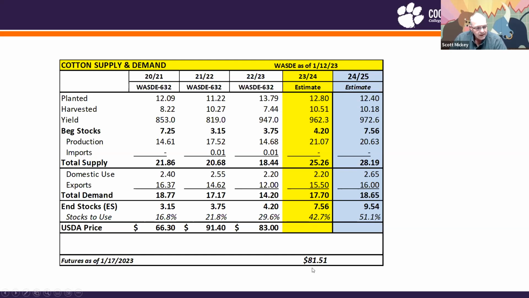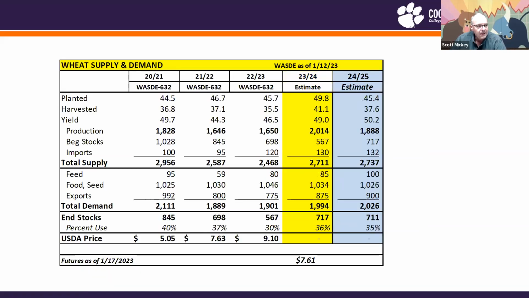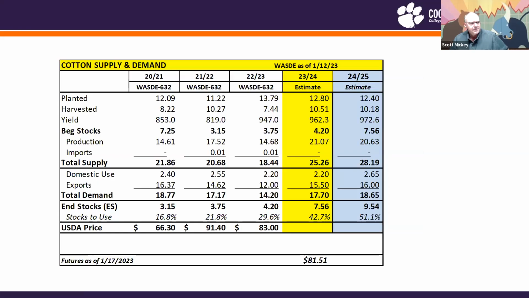doing lately. Yesterday closed at 81.5, which for a lot of operations is probably below their break even. In fact, for Floyd Farms, that price is about 11 cents too low for Floyd Farms to break even on cotton in 2023.